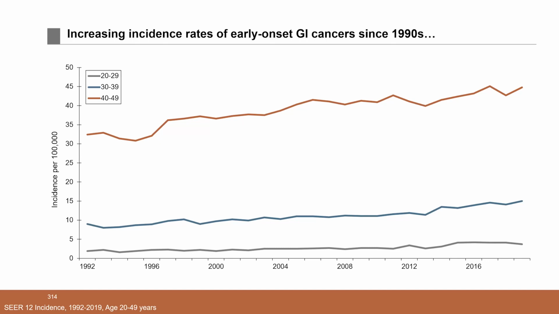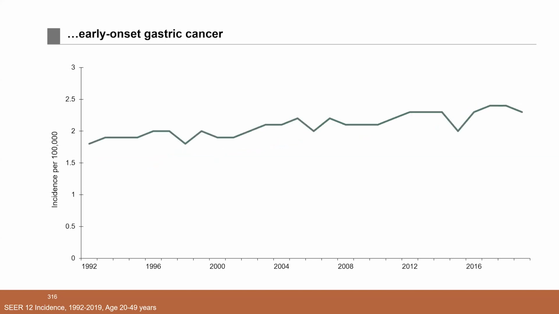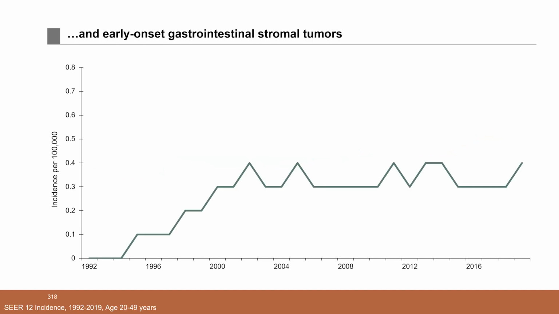Increasing rates of early onset GI cancers have been driven by dramatic increases in early onset colorectal cancer, smaller but meaningful increases in early onset gastric cancer, as well as early onset pancreatic cancer. And although much rarer to some extent, we have seen an increase in early onset stromal tumors, and most of these are in the small intestine.